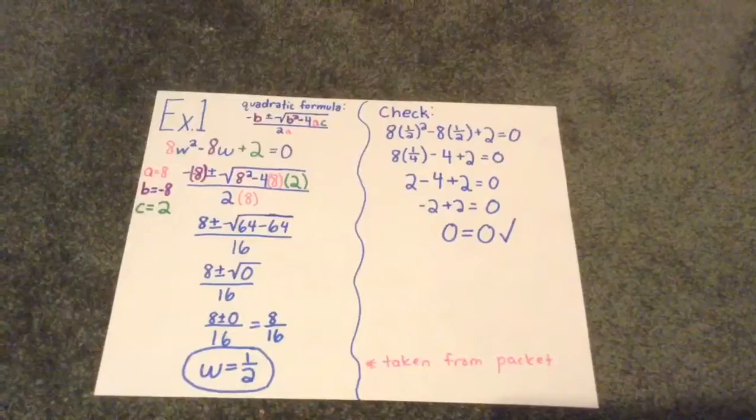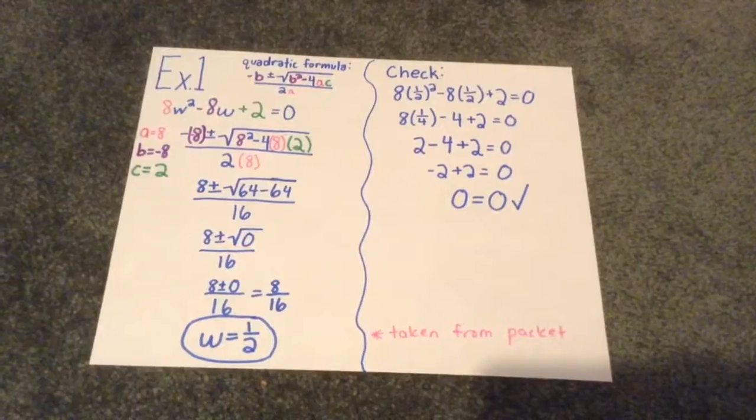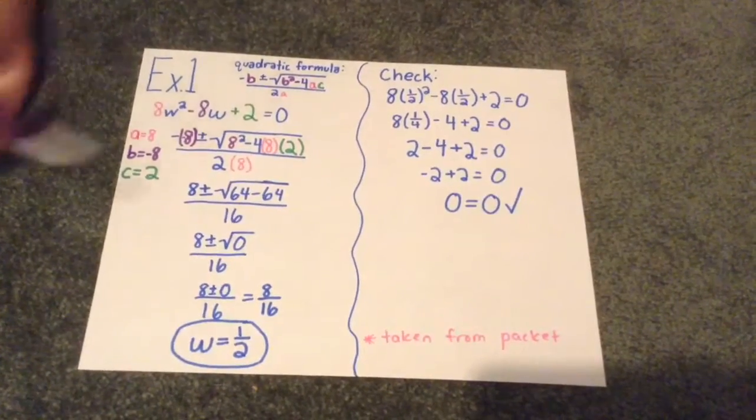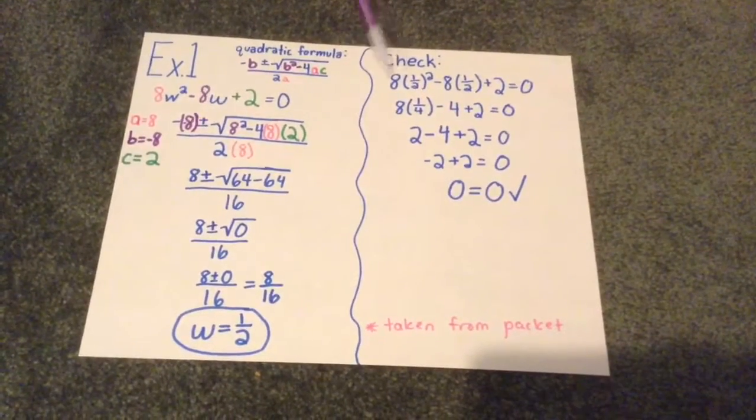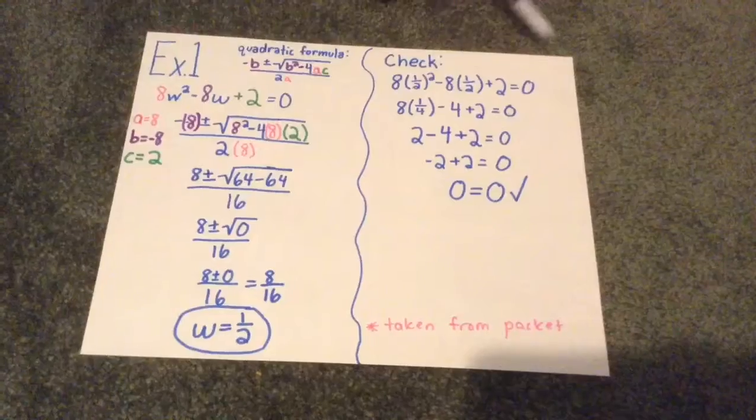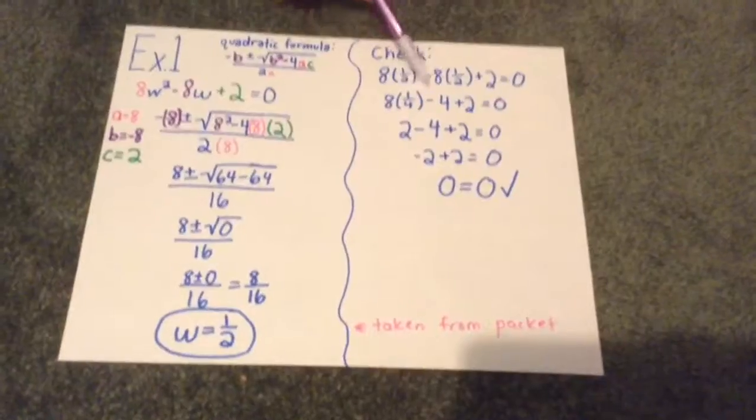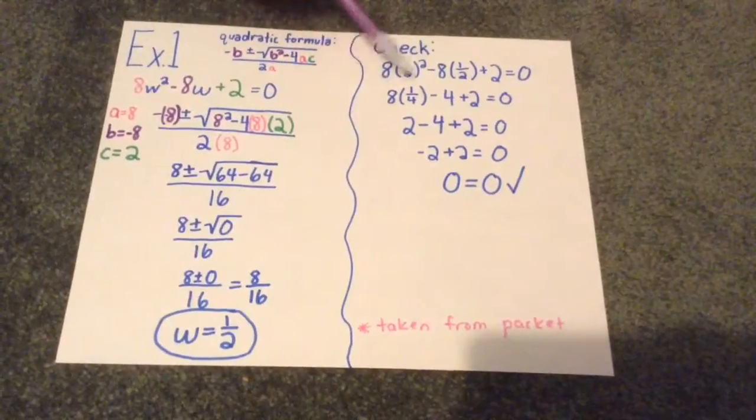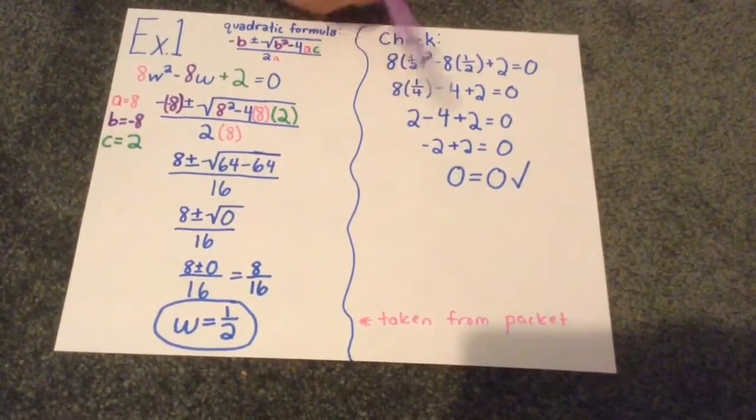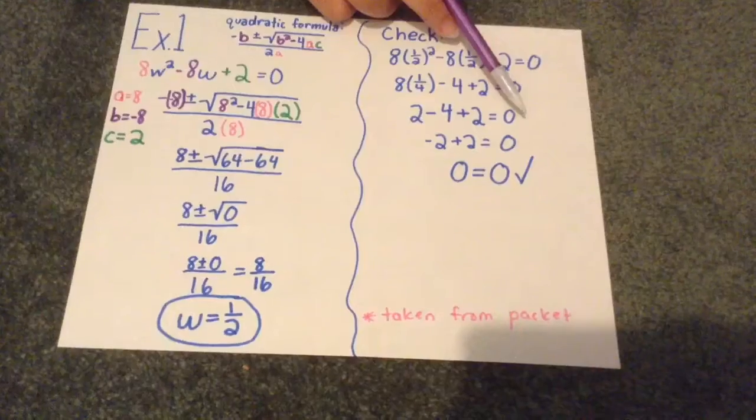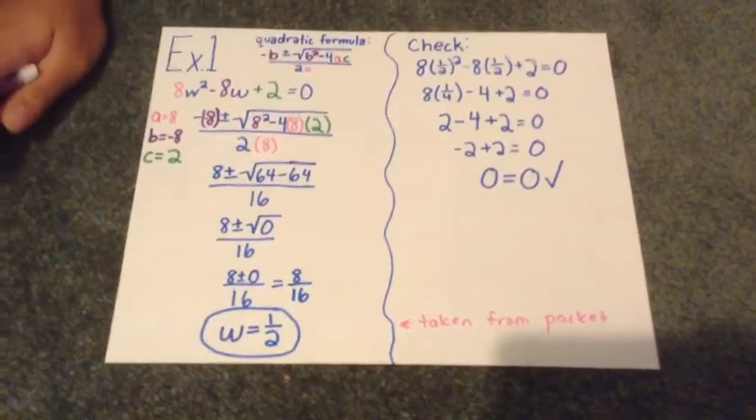A common mistake for some people is to forget to check your answer to make sure that it isn't extraneous. So here's our checking. You just input the solution into the original equation. So 8 times 1/2 squared minus 8 times 1/2 plus 2 equals 0, which is 8 times a fourth minus 4 plus 2. 8 times a fourth equals 2, so 2 minus 4 plus 2 equals 0, and then it goes to negative 2 plus 2 equals 0, which then equals 0 equals 0. So that is definitely the solution.